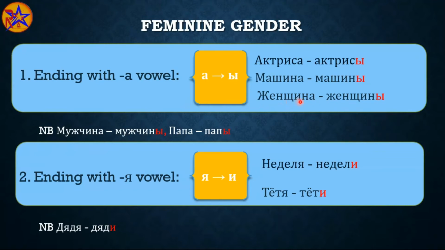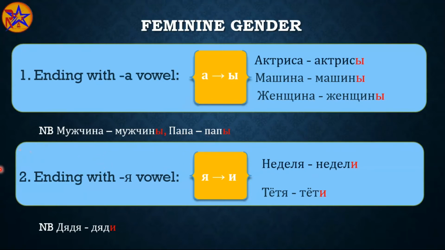Женщина, женщины, that's a woman. But don't forget that even мужчина belongs to the masculine gender, but anyway it ends with "а", so it follows the same pattern. Мужчина, мужчины, that's a man. Папа, папы.